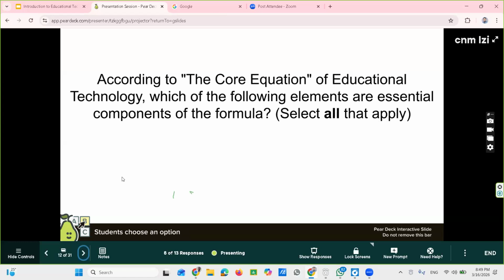I think the time is enough for doing this activity. Only 8 of you are giving the answers. According to the core equation of education and technology, which of the following elements are essential components of the formula? Before discussing the question, earlier I discussed the ethical practice, digital ethics. You need to follow digital ethics when we are in the digital space. Both you and me are now in the digital space.